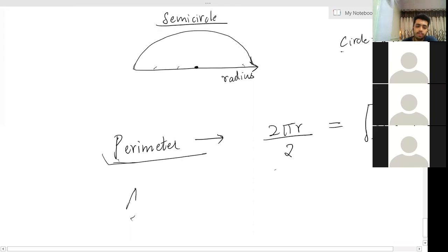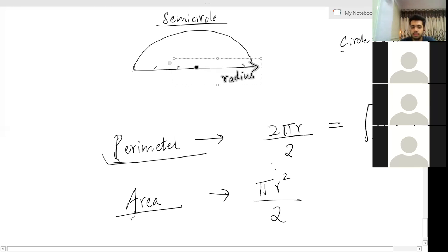Similarly, what is the area for a semicircle? Half into pi r square. Yes, very good. That is pi r square divided by 2 because it's half of the circle. Okay, this is the radius. This is the formula for area of the semicircle.